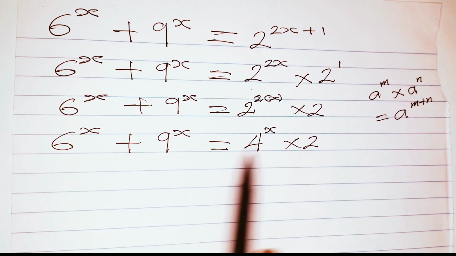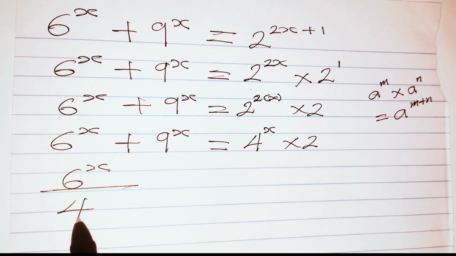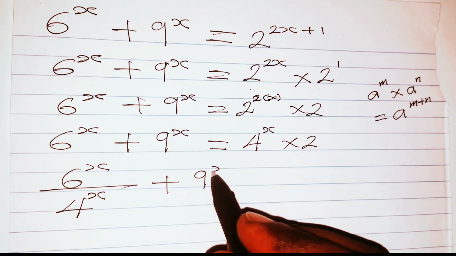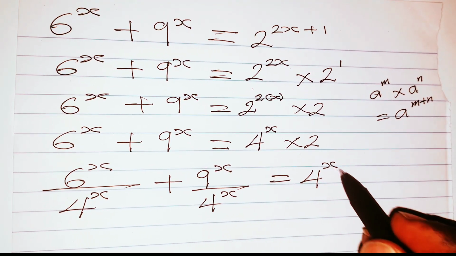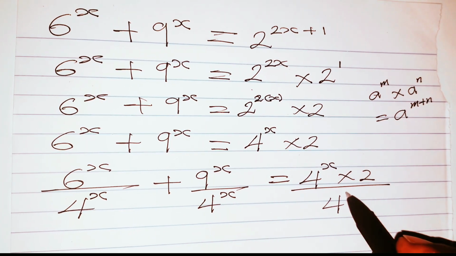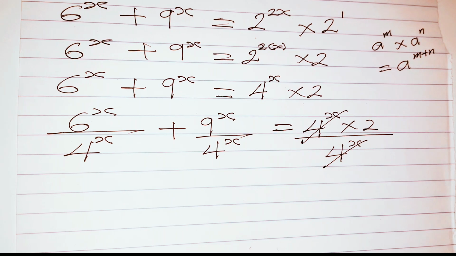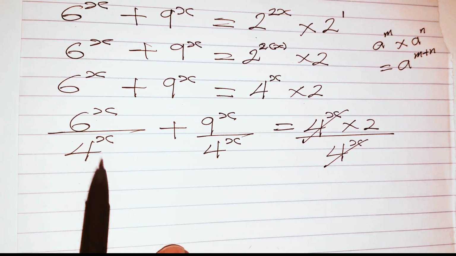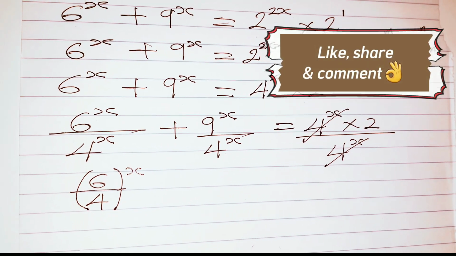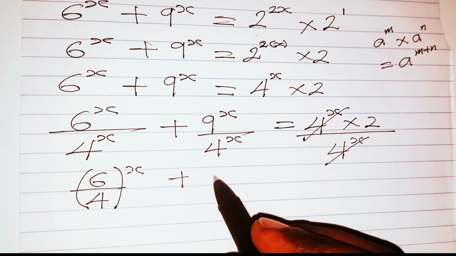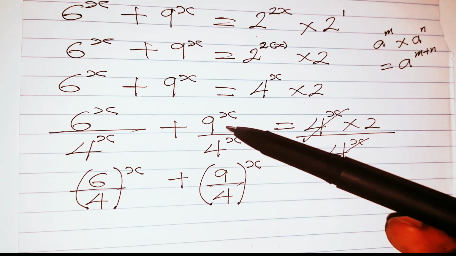If you divide all the terms by 4 raised to the power of x, we have 6 raised to the power of x divided by 4 raised to the power of x, plus 9 raised to the power of x divided by 4 raised to the power of x, equal to 4 raised to the power of x times 2 divided by 4 raised to the power of x. And then we can cross that one out. You discover that they carry the same power. Therefore, it can be expressed as 6 over 4 raised to the power of x this way, and then plus 9 over 4 all raised to the power of x, in as much as they carry the same power.